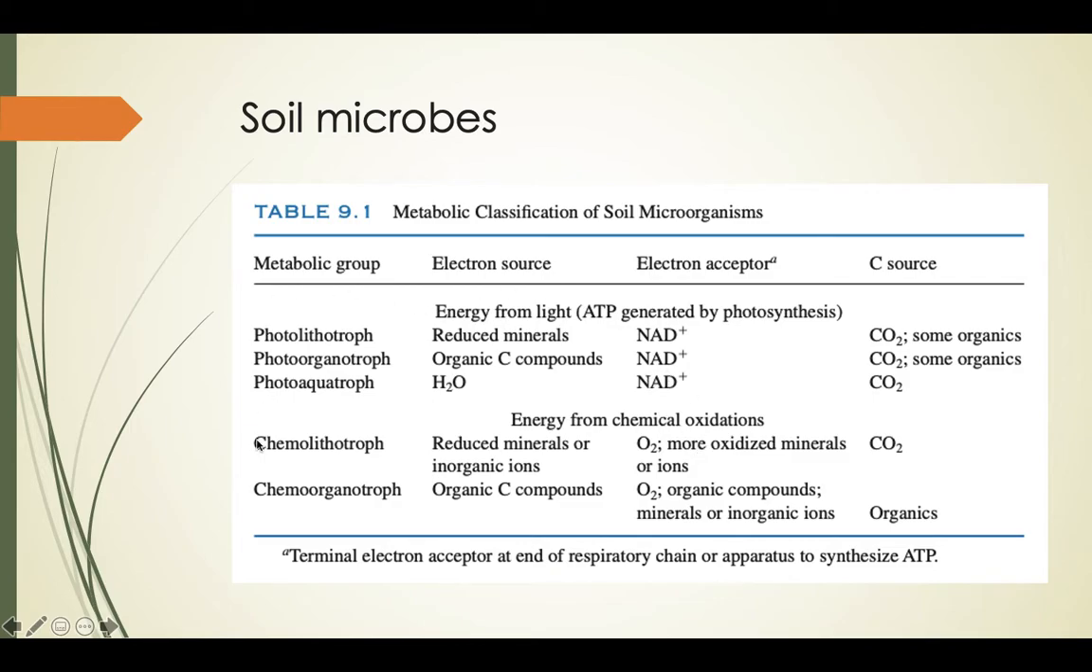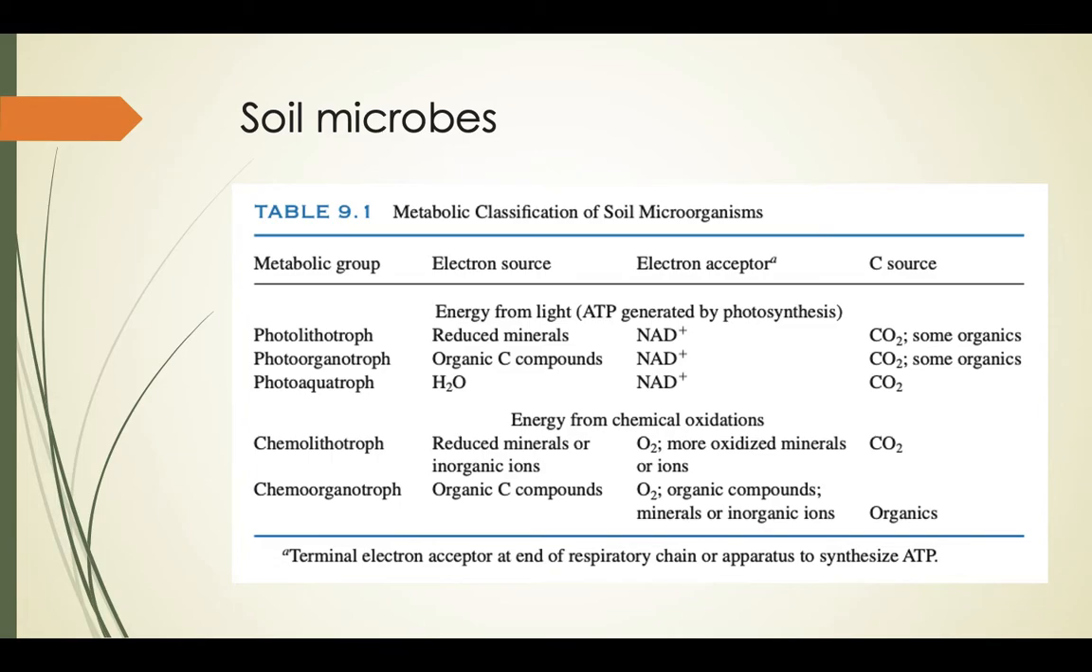So remember that phototrophs use light as energy source, while chemotrophs, on the other hand, use chemical forms of energy, not light. It doesn't use light. It uses chemical forms of energy. So these two fundamental groups can be further categorized into organotrophs, which use electron sources that are organic.